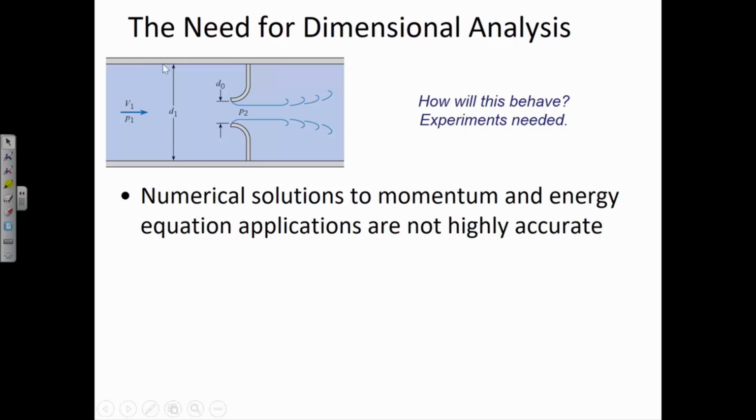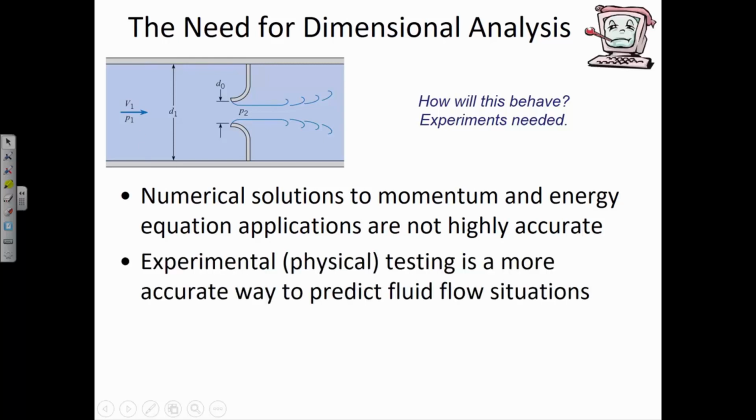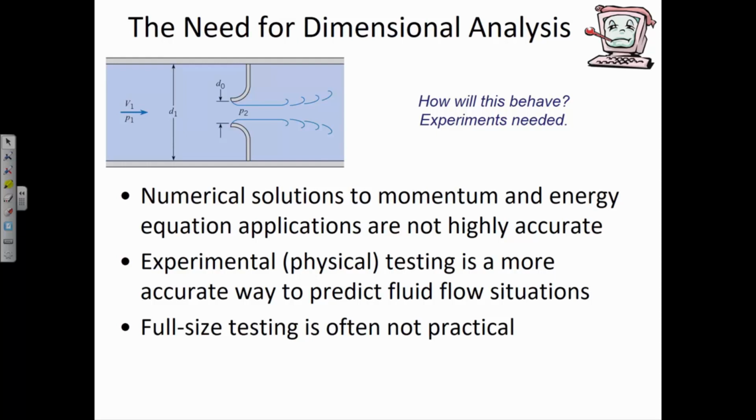The numerical solutions of a problem like this, maybe to begin with, wouldn't be very accurate. And so the physical testing would be a more reliable way to predict how this would behave out in the field. If you had a small-scale model, then you could predict the prototype. You couldn't do it necessarily on a full scale. If you wanted to have a big one of these on a natural gas pipeline, you wouldn't want to put it in a production environment without understanding first how it behaved.